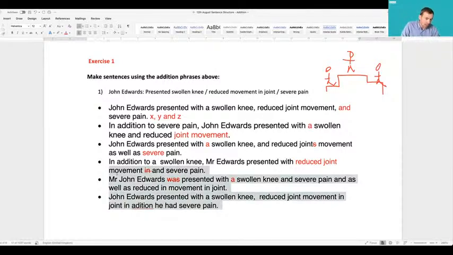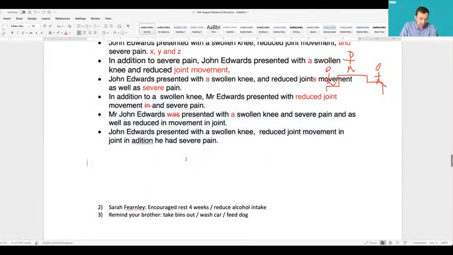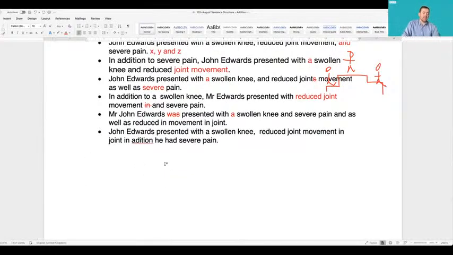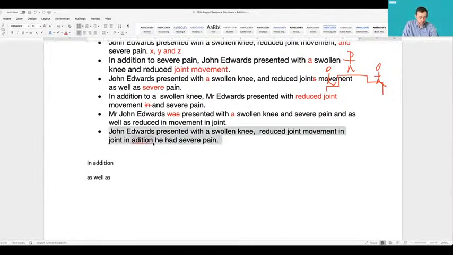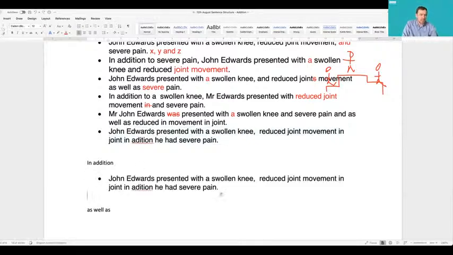Okay, so let's look at why these are wrong. Let's review the idea of in addition and as well as. In addition is at the beginning of a sentence. So if I take this sentence, John Edwards was presented with a swollen knee, reduced joint movement. Take that away. Full stop. In addition, double D, in addition, comma, he had severe pain. That's how you do it.